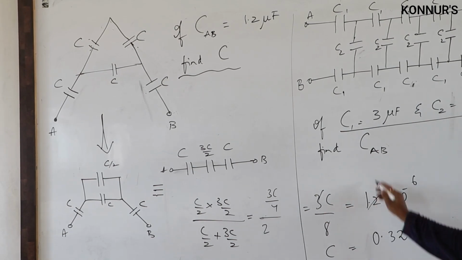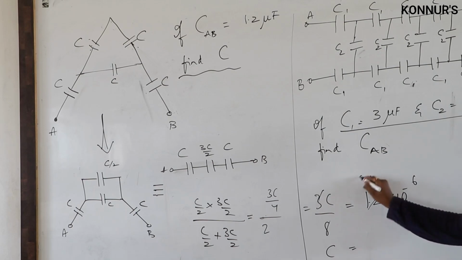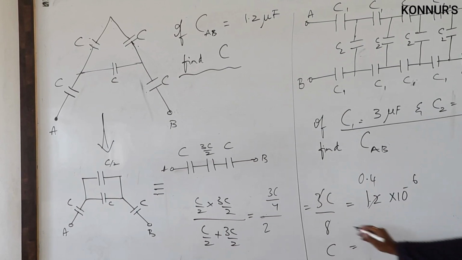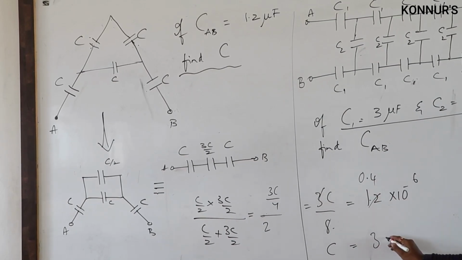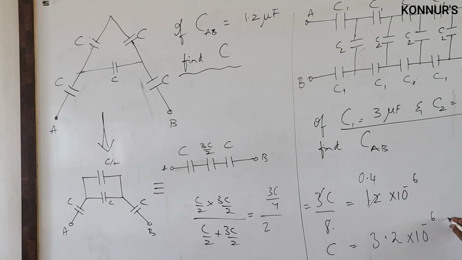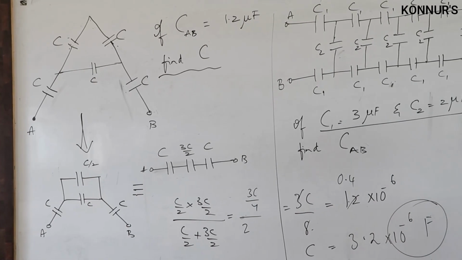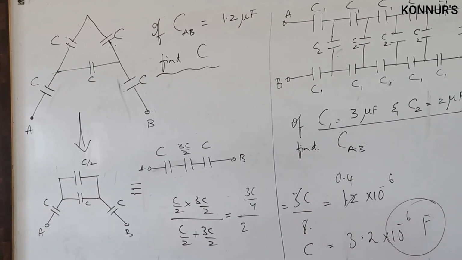Right? This is 4 times. This is 0.4 times. Right? Therefore it is 8 into 0.4. It is 3.2 into 10 to the power minus 6 farad, microfarad. 3.2 microfarad is the answer.